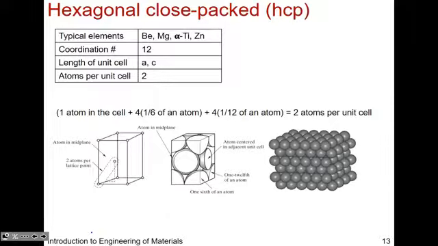And the number of atoms per unit cell, if you do this calculation, you should see that it comes out to 2 atoms per unit cell. You have fractions of an atom at the corners, at the intersection of two vectors, but they're not the same. So this one is 1/6 of an atom. This one is 1/12 of an atom. And there's 1 atom in the center. So let me show you that.